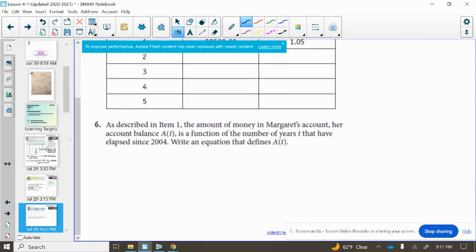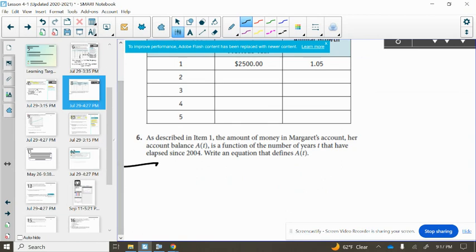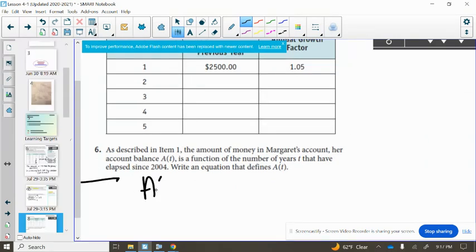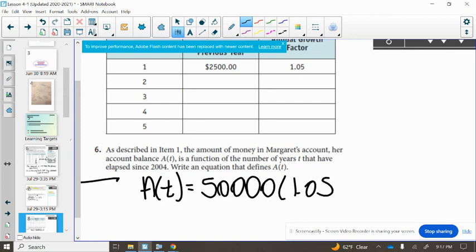So again, if we wanted to write this as a function, A of t, to represent the $50,000 account, we had that starting amount, and we would multiply by 1.05 to the t to express that amount.